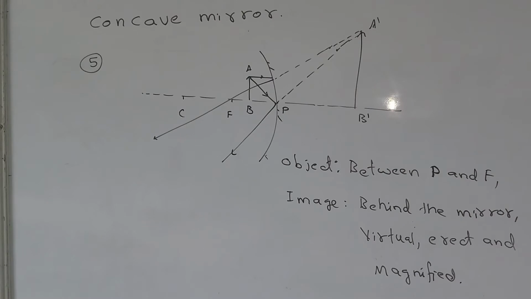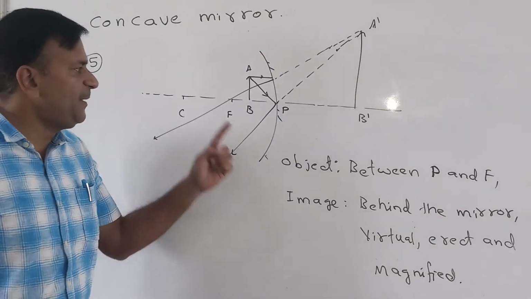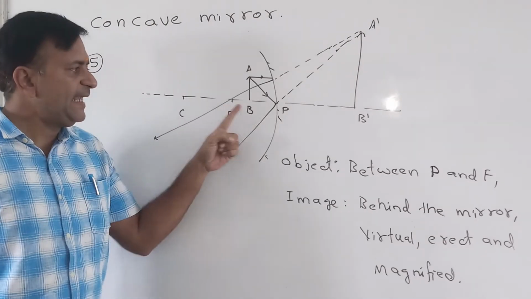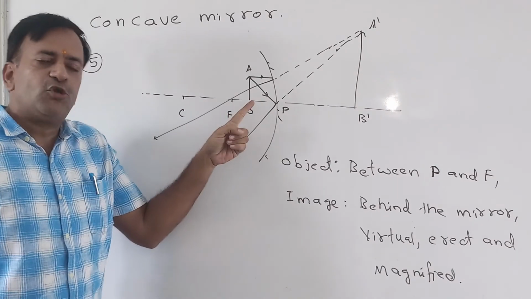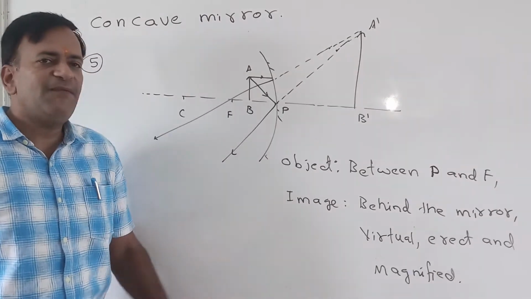Now in diagram number 5 you can see the object. Where is the object placed? The object is placed between principal focus and pole of the mirror. It's the object AB. To draw the image, we need at least 2 rays of light.